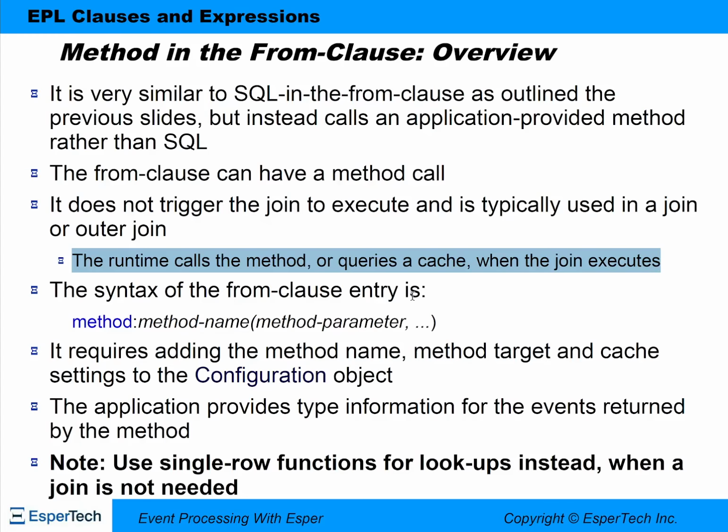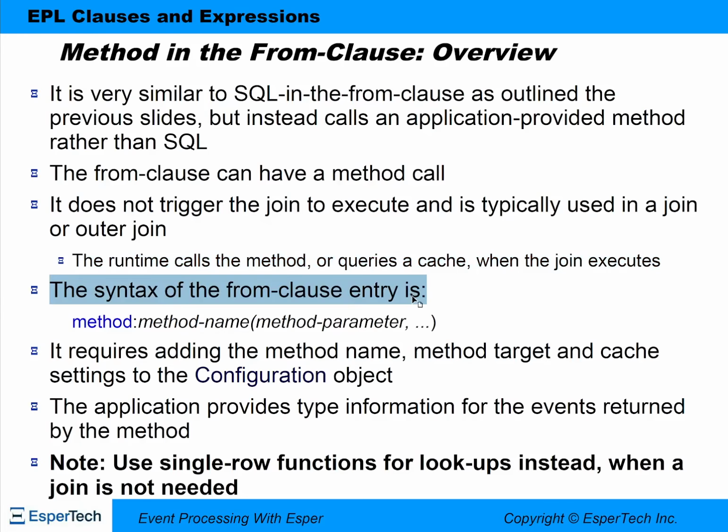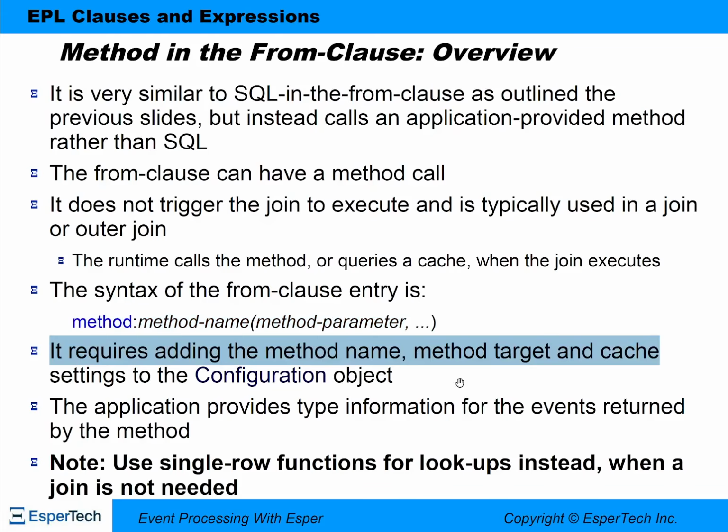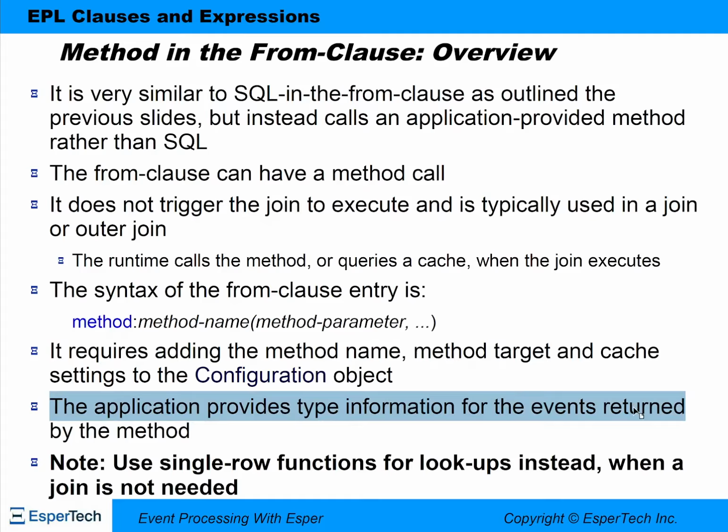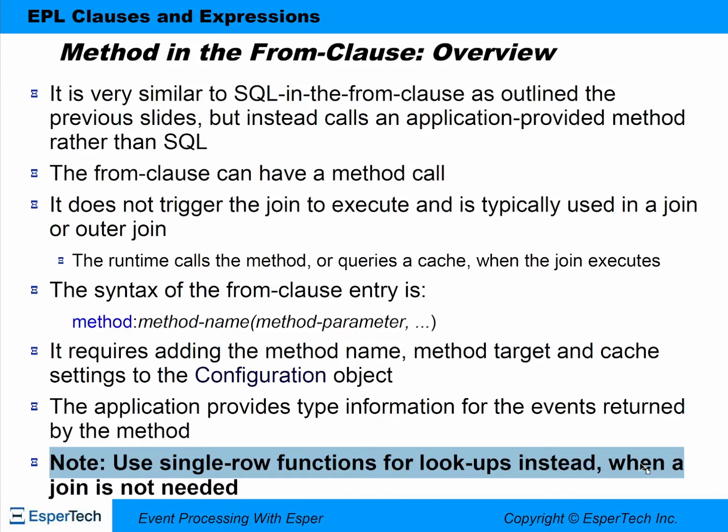The syntax of the from clause entry is method, colon, method name, parenthesis, method parameters. Putting a method in the from clause requires adding the method name, method target and cache settings to the configuration object. The application provides type information for the events returned by the method. Note: use single-row functions for lookups instead, when a join is not needed. Joins are good for outputting combinations of rows.